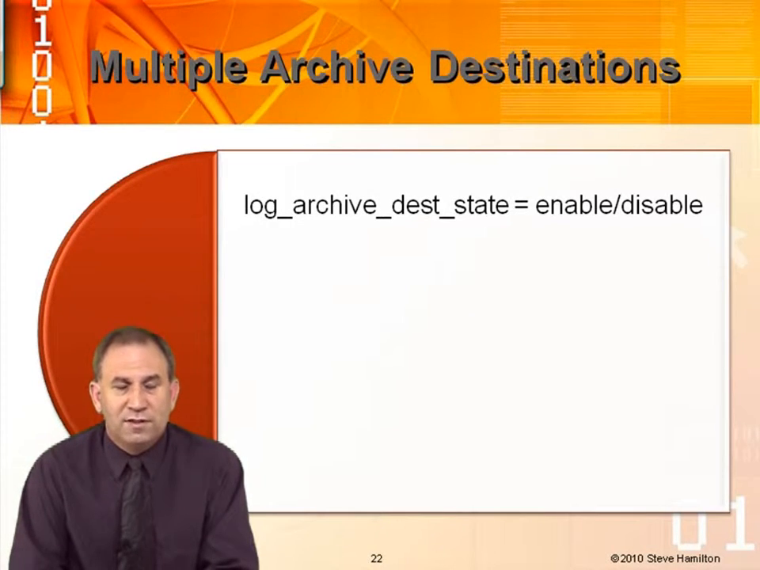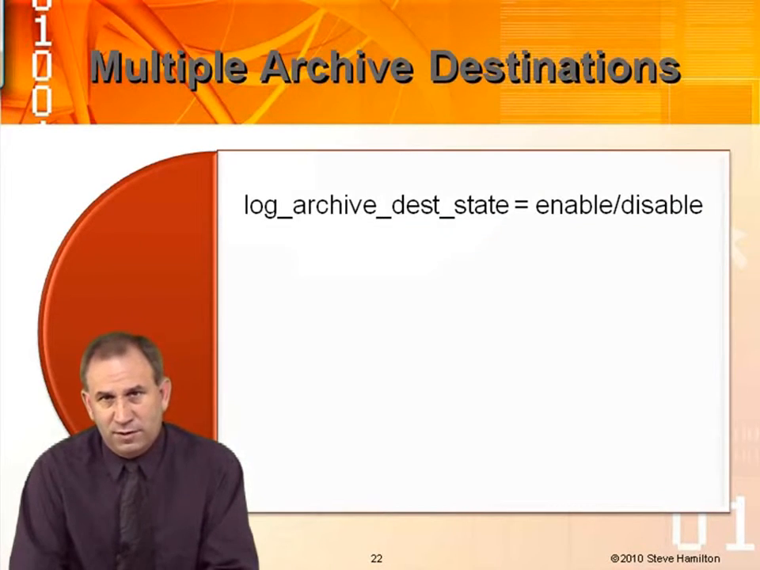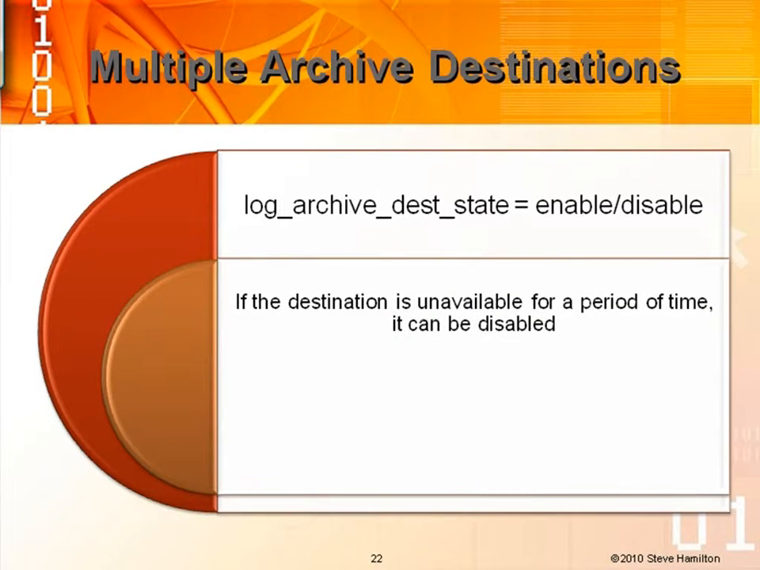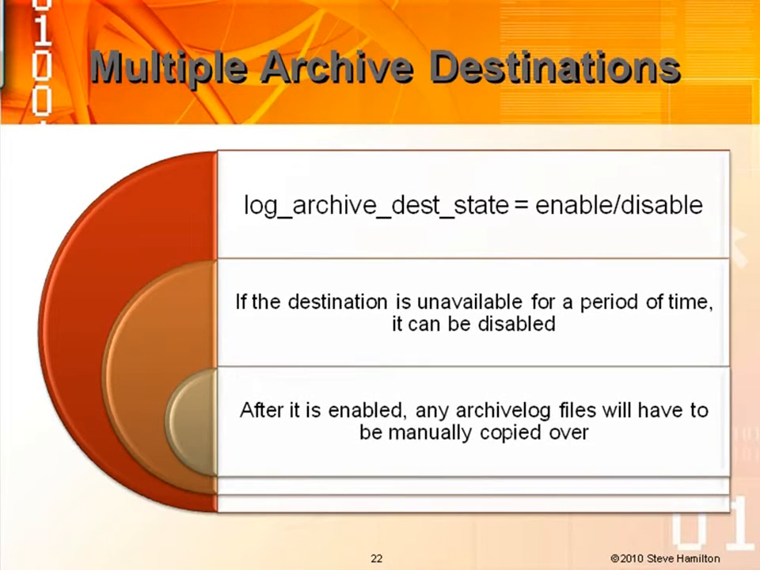If for some reason we want to disable that state, for some sort of operating system maintenance, maybe we're going to add more space to that file system, or maybe that file system is going to be unavailable for a particular period of time, we'll have to specify the state as disabled, which means that the Oracle database will no longer write to that destination. If the destination is unavailable, effectively all we're going to do is disable it.